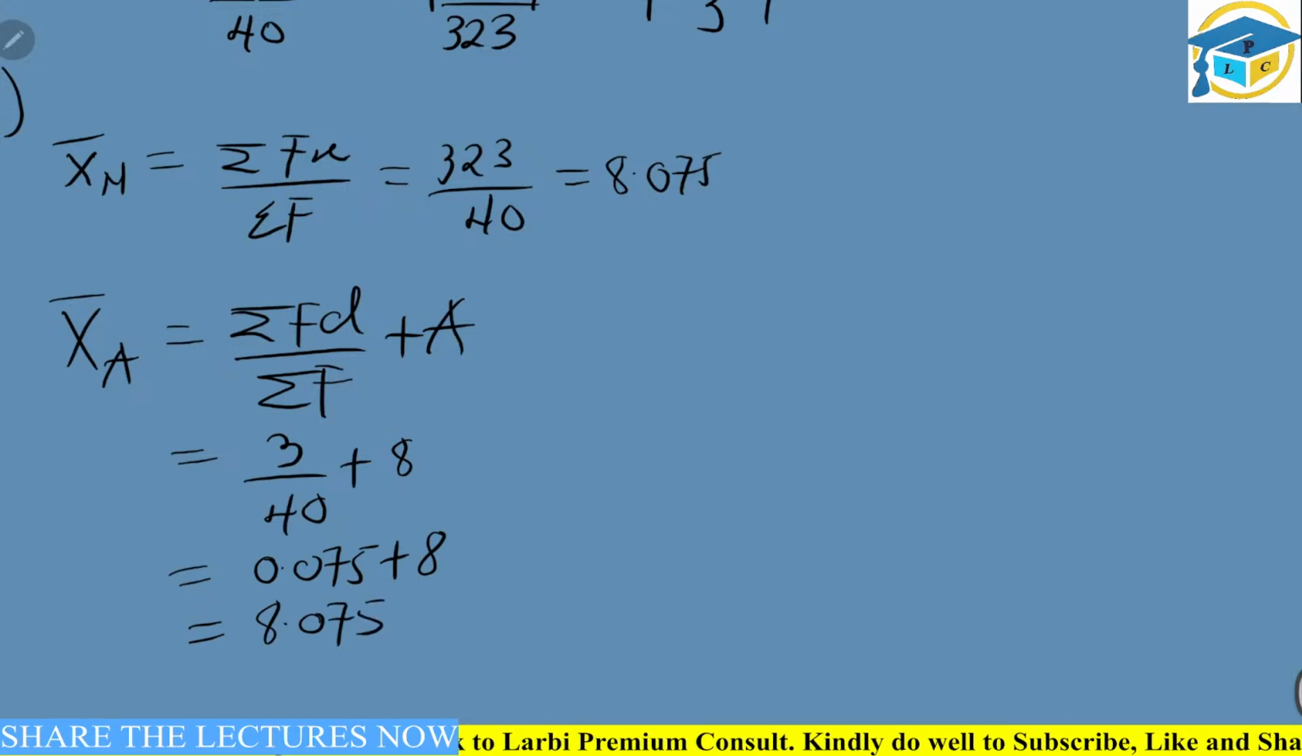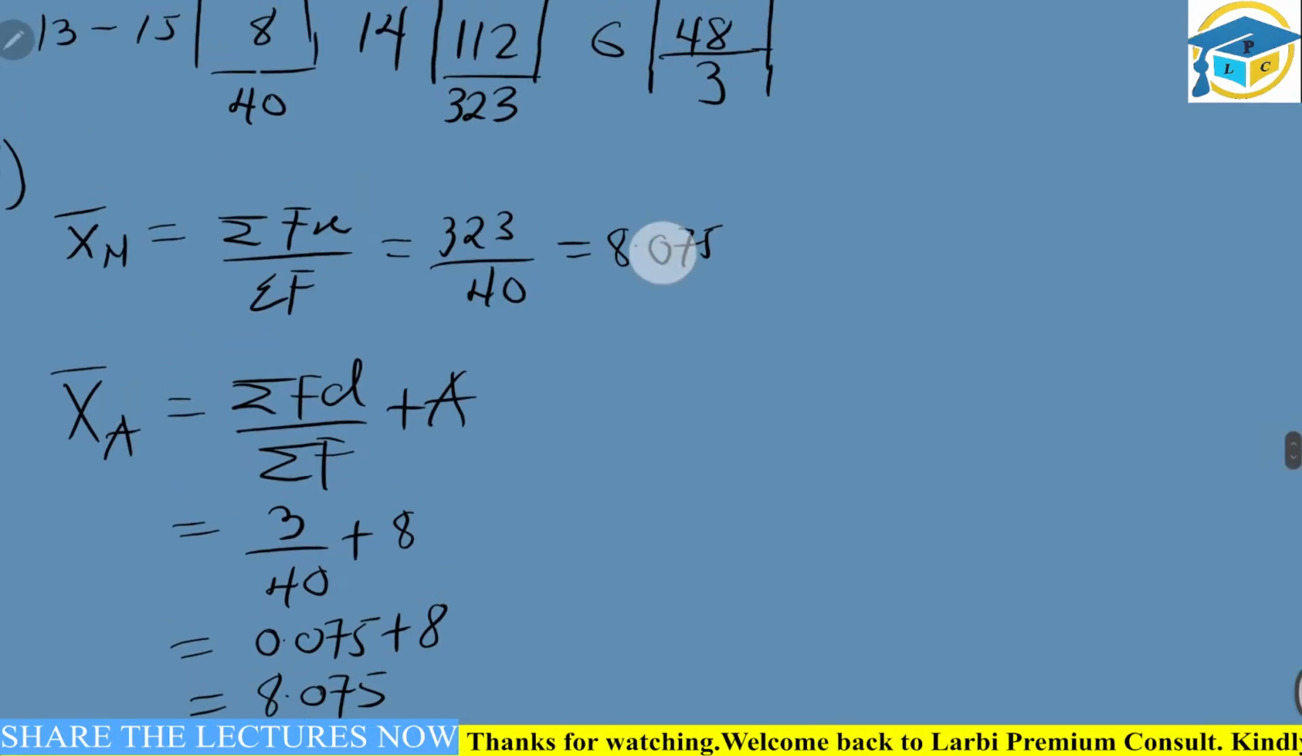8.075. So any time you use the assumed mean or any formula aside from the normal way of calculating the mean, at the end of the day, you should be able to get a value that is close to the normal mean, or when you approximate it, it should be close to the normal mean. So here, it means that we're able to assume correctly, and we're getting the mean to be 8.075, and it was the same thing as the normal mean of 8.075. So let's take note of that.